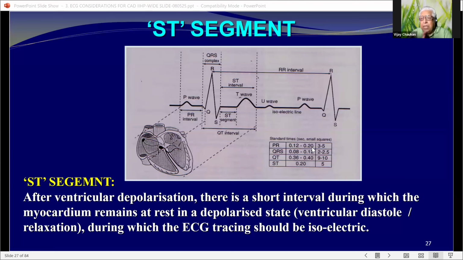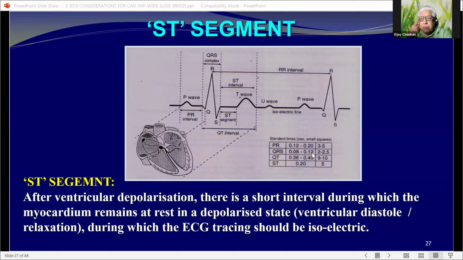If the PR interval spans approximately 2 to 5 small squares, it is normal. And if it is extending beyond, then it is abnormal. Similarly, the QRS complex should have a timing of 0.08 second to 0.12 second.